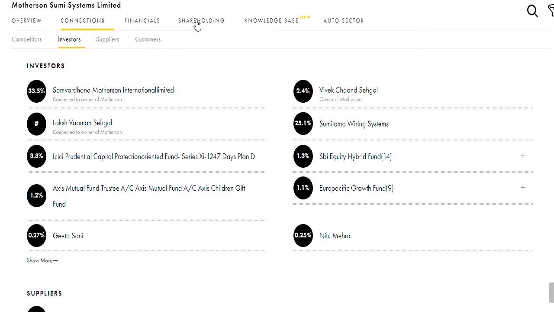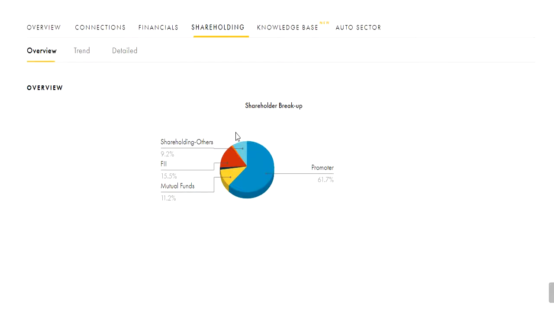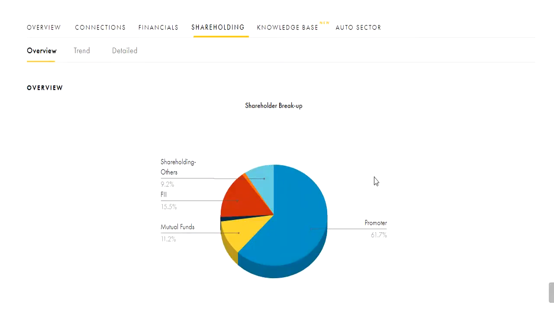And if you go to shareholding, yeah, here also you can see the shareholding breakup. Here you can see the shareholder breakup with respect to promoters, mutual funds, foreign institutional investors, and the remaining things. You can see it here.